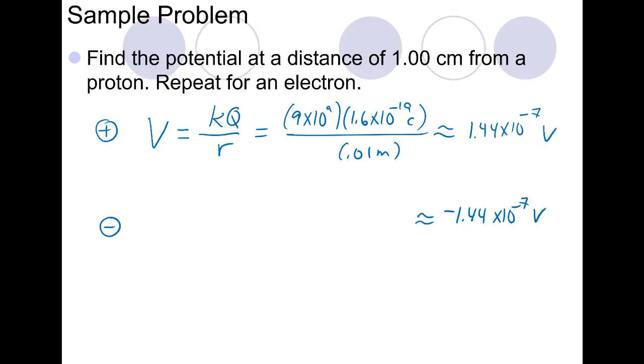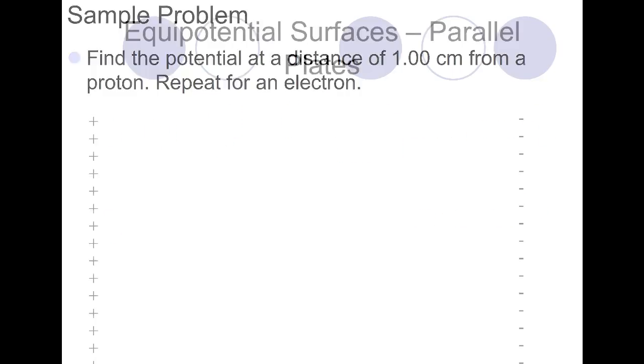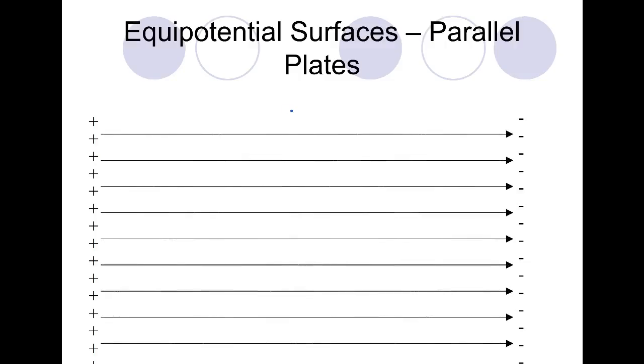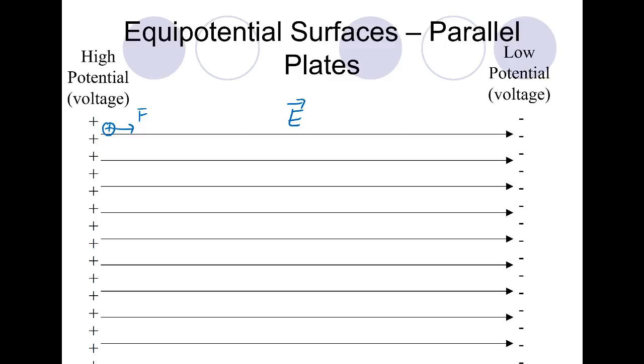So let's go back to what we were talking about a moment ago. Let's talk about equipotential surfaces. So if we have parallel plates, like so, then we're going to have an electric field which goes from left to right. Okay, so again, if I put a positive charge here, it would feel a force to the right. It would get repelled from the positives and be attracted to the negatives. Now, we said previously that means the left side is at high potential or voltage, and the right side is at low potential or voltage.